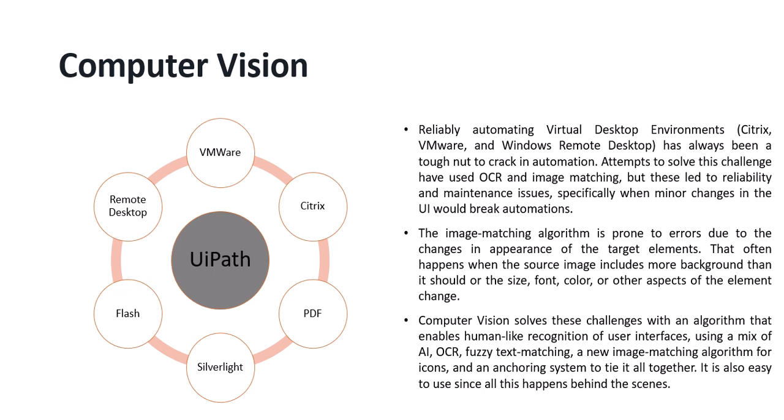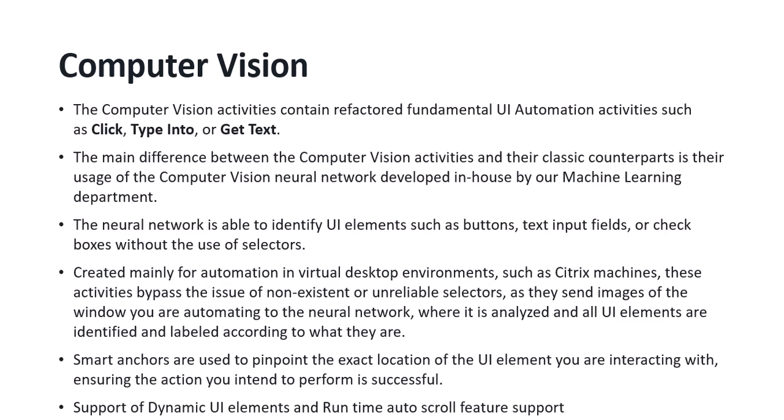All these points I took from the UiPath Academy documentation. You can find this in very detail in the UiPath Academy course, but this is the summary of that. So, computer vision. Here I explain the same points in detail. The computer vision activities contain refactored fundamental UiPath automation activities such as click, type into, get text. All those activities are refactored in computer vision.